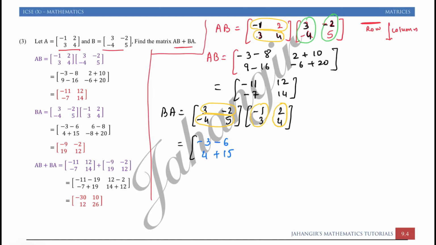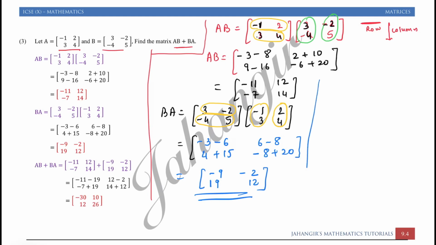Now same process we can do with second column. 3 into 2 is 6. Minus 2 into 4 is minus 8. Minus 4 into 2 is minus 8. Plus 5 fours are 20. So this will give you minus 9. 4 plus 15 is 19. 6 minus 8 is minus 2. 20 minus 8 is 12. So we got this.